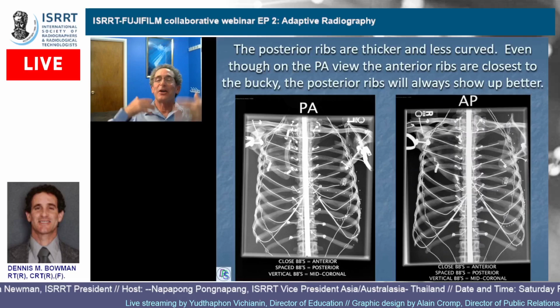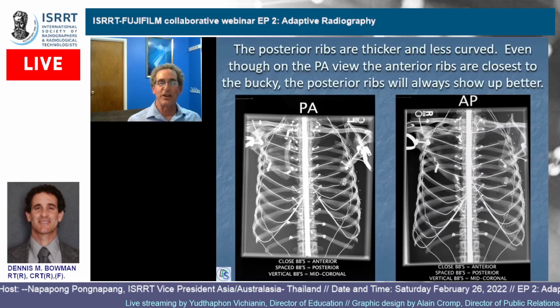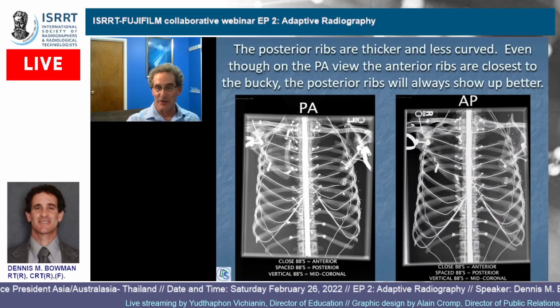If you can somehow get your eyes to not notice all of the crazy metal in there and just look at those two images, you can see that they're almost identical. It doesn't matter if you're AP or you're PA. What you're seeing the best is the posteriors. And the ones you're not seeing as well are the anteriors.